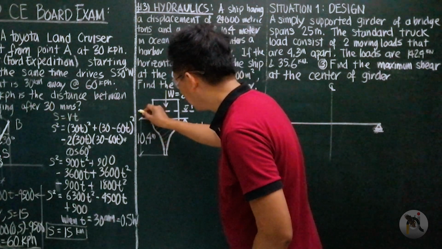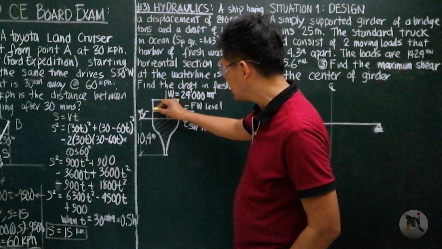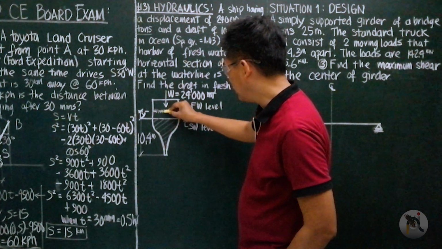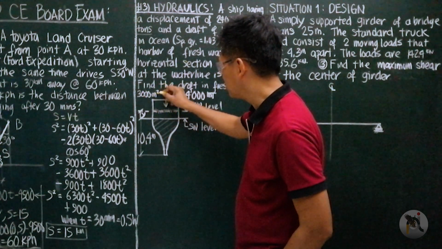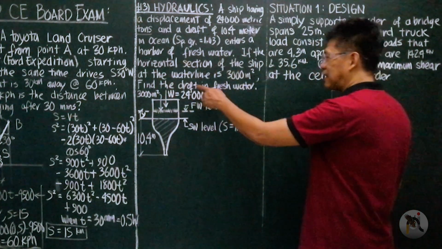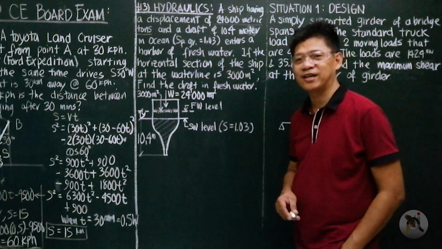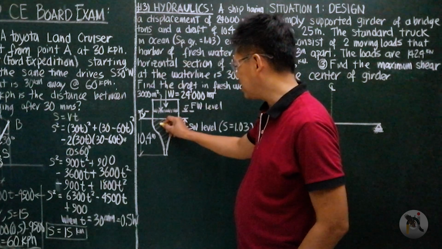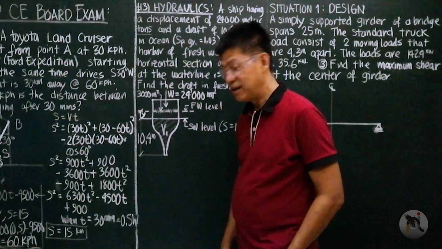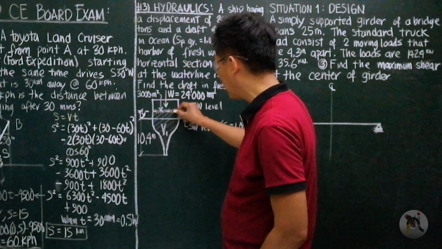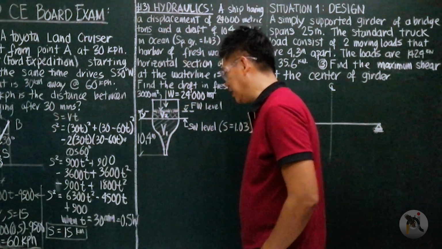Okay? So let us say that the additional submergence is Y. According to the problem, the area of this section is 3,000 square meters. So we are asked here the draft in fresh water. So that would be 10.4 plus Y. You get it? So how are we going to solve it? This is it. Let us say that this portion is V1, the volume submerged in salt water. And then let me call this additional volume when it enters the harbor with fresh water, let us say that this is V2.